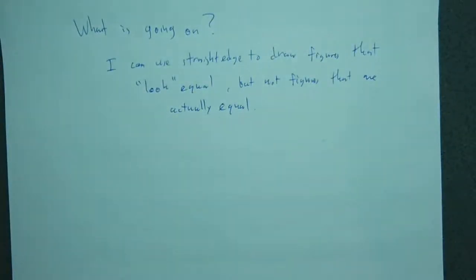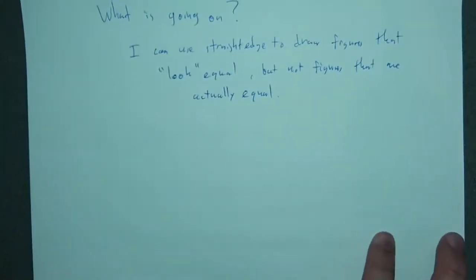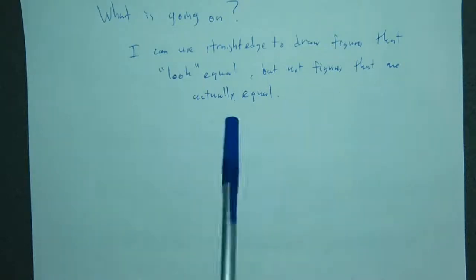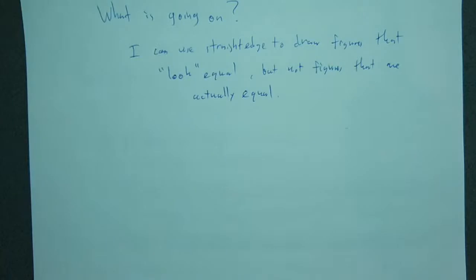So I said I can't draw equilateral triangles. I can't draw squares. I can't draw regular hexagons. I can't draw those things using just a straight edge, because they require me to construct line segments of equal length, and I can't do that without the compass. But what's weird, and a little bit mysterious, is that I can't draw figures that are actually equal, but I can draw figures that look equal.